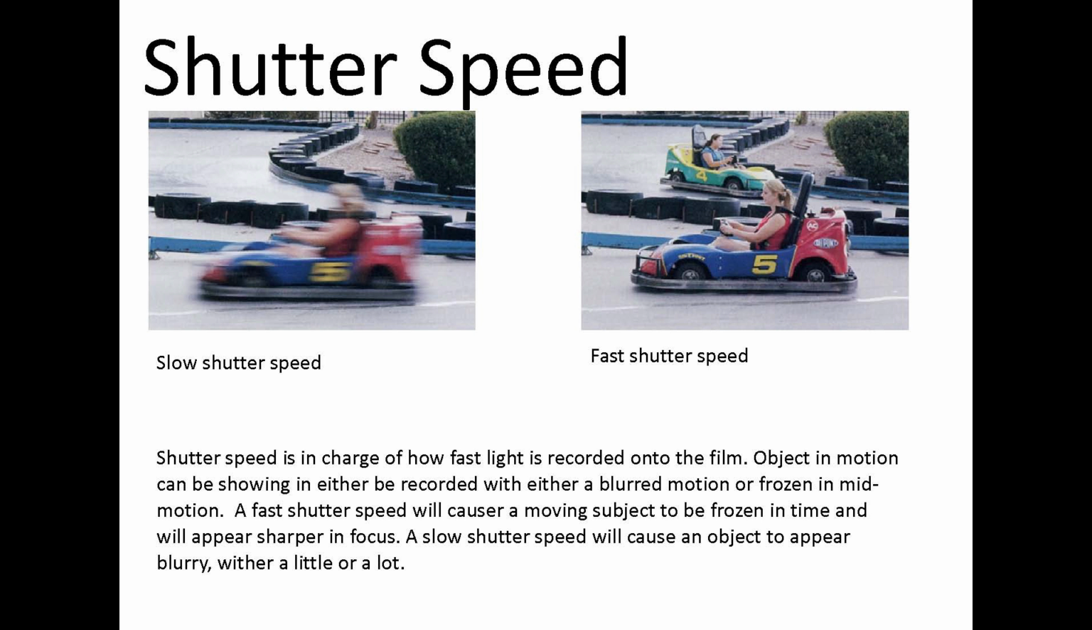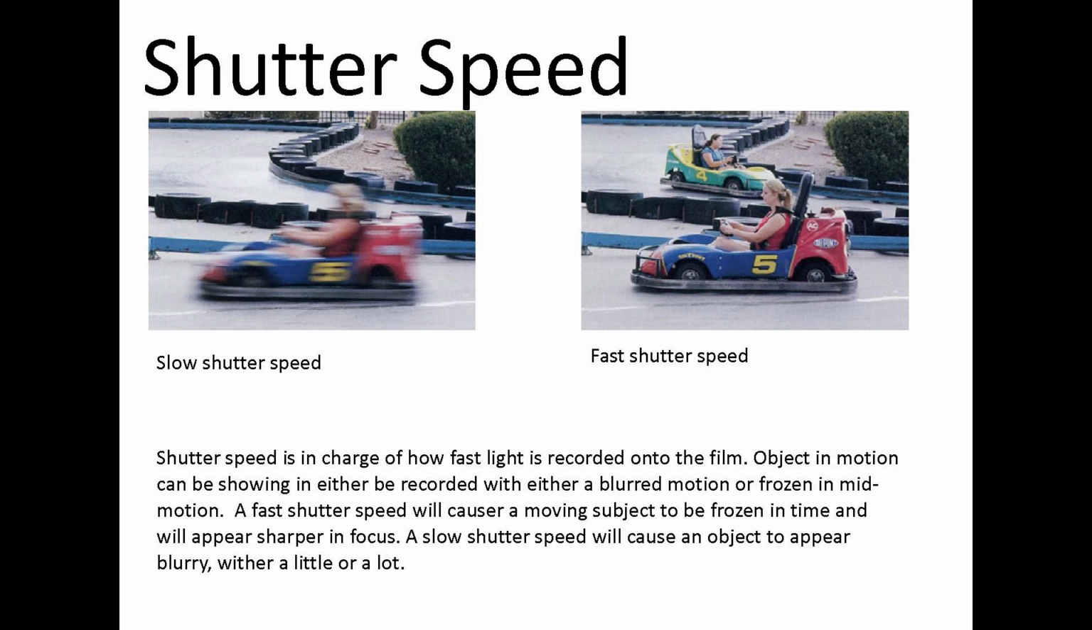One of the things that helps us set exposure is shutter speed. Again, shutter speed is how fast the light is recorded onto the film. So it actually deals with motion. When you're taking a picture of something moving fast at a slow shutter speed, like in this picture, the object is going to be blurred. If you're taking a picture using a fast shutter speed with something moving fast, it's going to look like it's frozen in time.